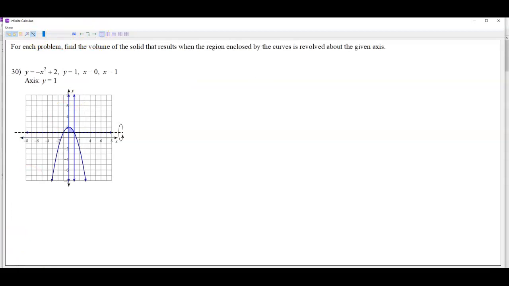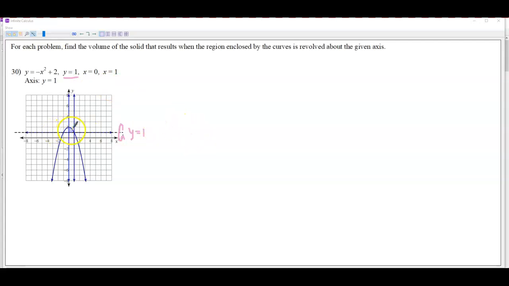Next. All right, so we're done with cross-section problems, and we're going to move on to the volumes of rotation now. Okay, so the first thing we want to take note of is what axis we're rotating around. We're rotating around this line right here, which is the line y equals 1. And when you rotate around a horizontal axis, your integration is going to be with respect to x. So we want to keep that in mind.